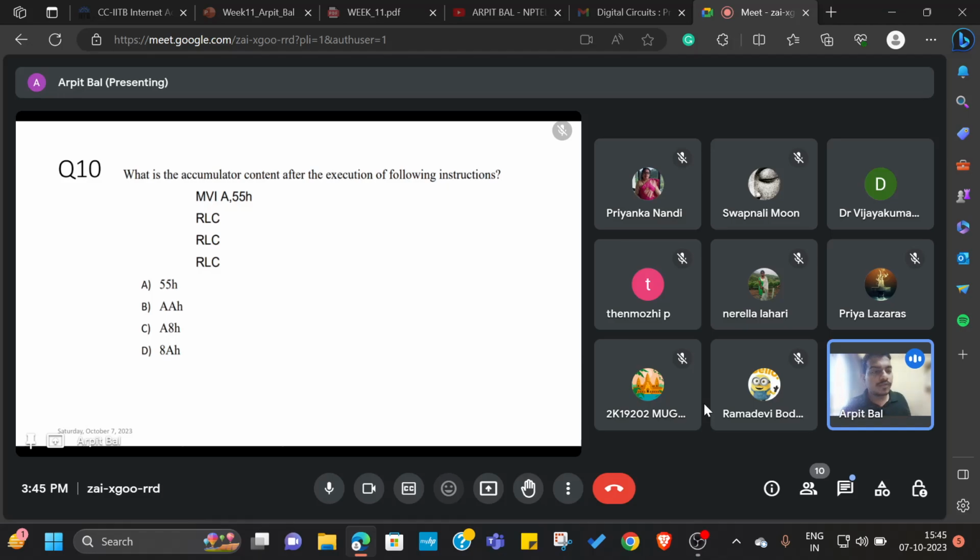Sorry, the content in 4000. Yeah, so the next question is related to figuring out the accumulator content after the execution of the following instructions.